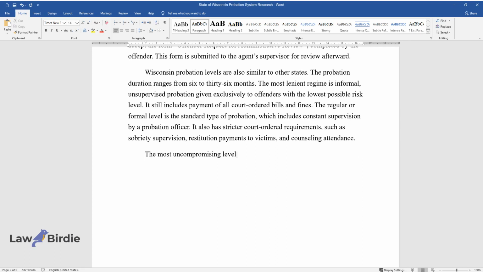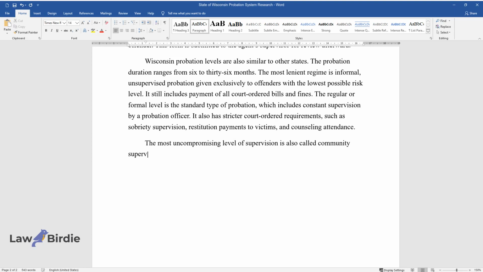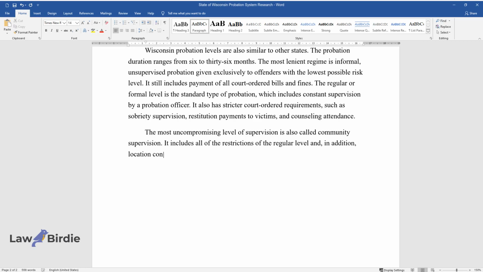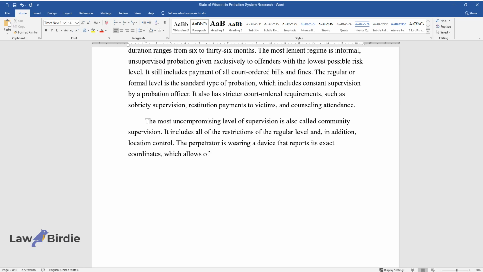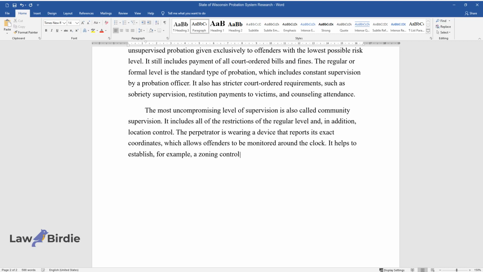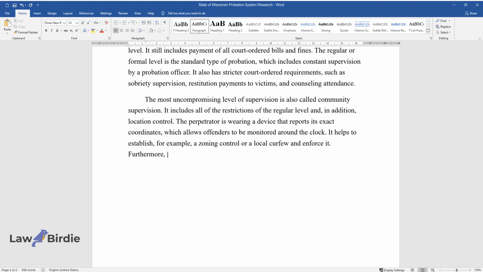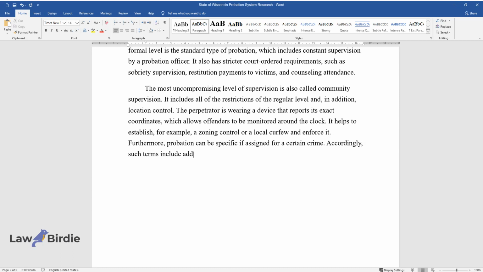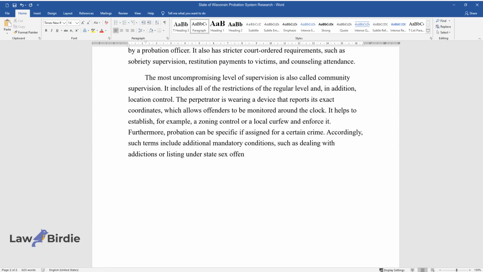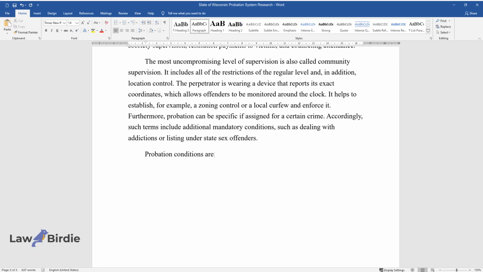The most uncompromising level of supervision is also called community supervision. It includes all of the restrictions of the regular level and, in addition, location control. The perpetrator is wearing a device that reports its exact coordinates, which allows offenders to be monitored around the clock. It helps to establish, for example, a zoning control or a local curfew and enforce it. Furthermore, probation can be specific if assigned for a certain crime. Accordingly, such terms include additional mandatory conditions, such as dealing with addictions or listing under state sex offenders. Probation conditions are often related to the type of crime the offender has committed.